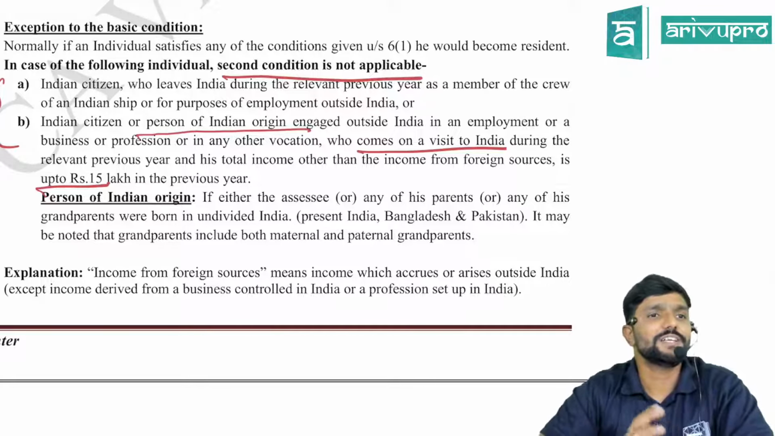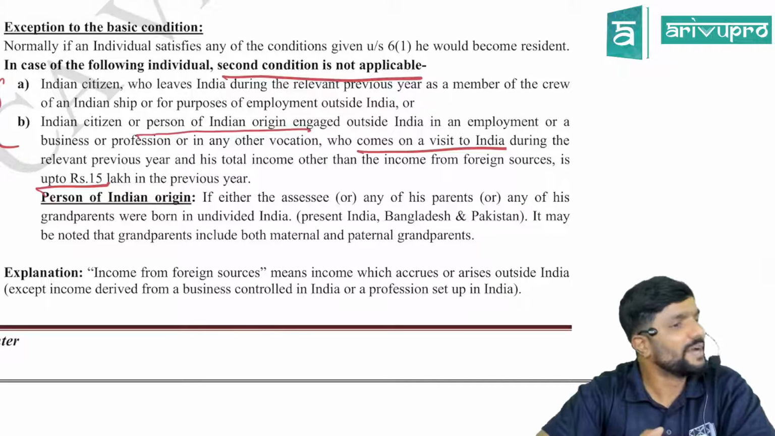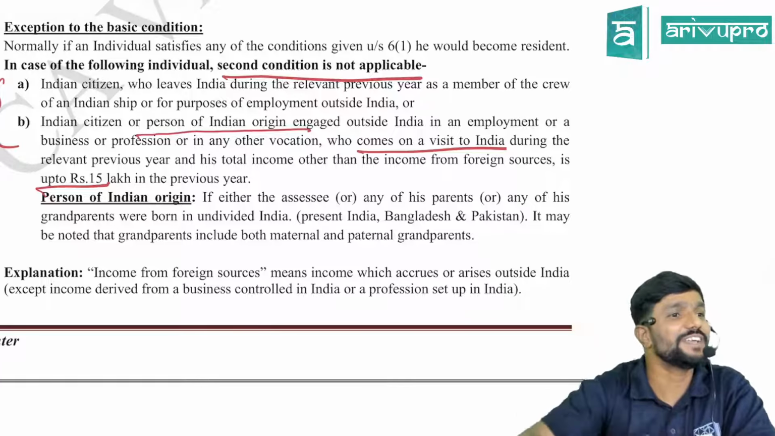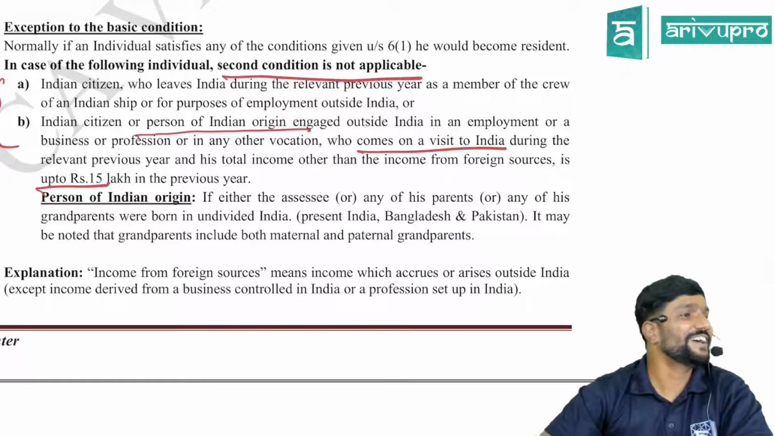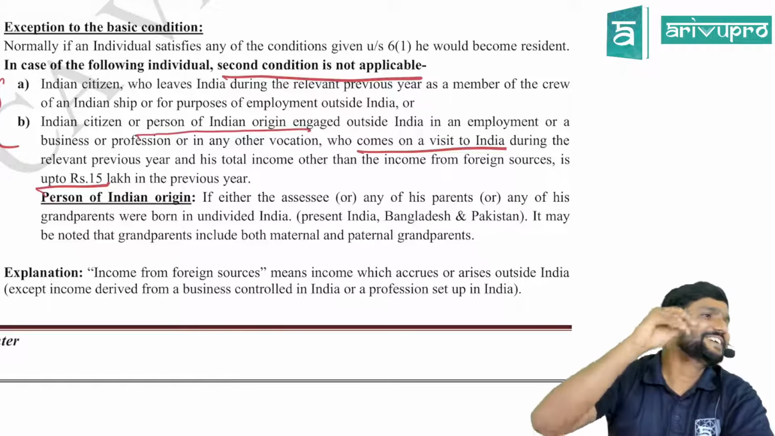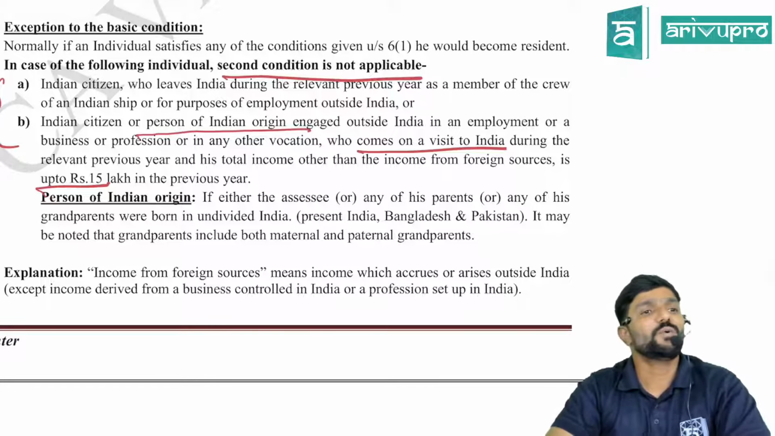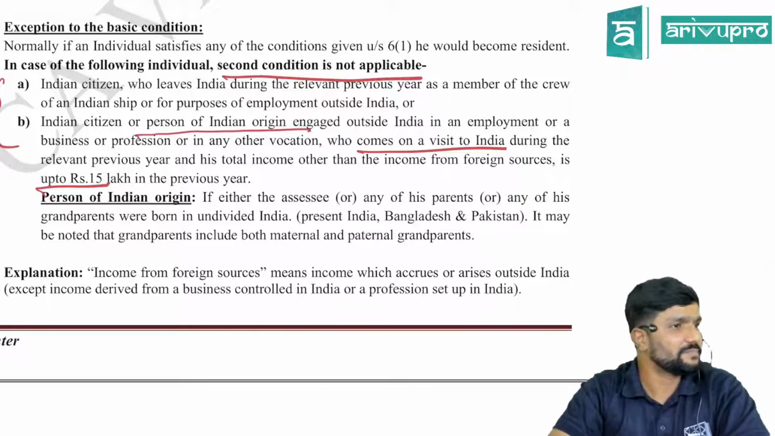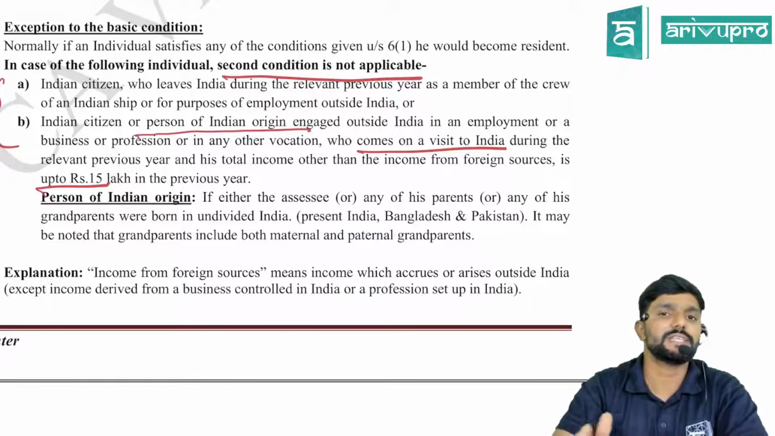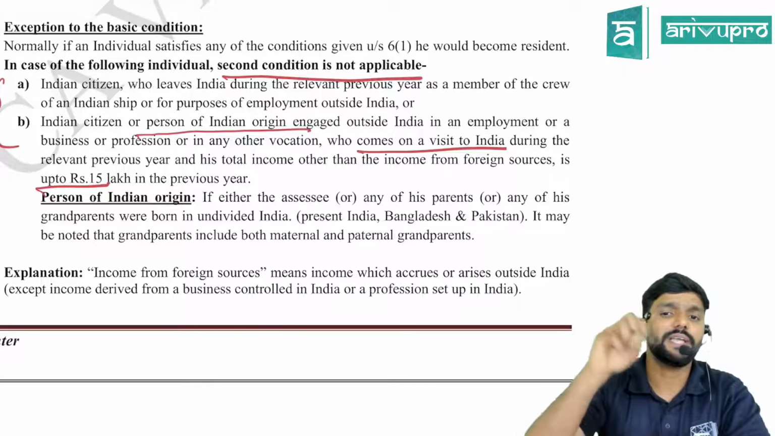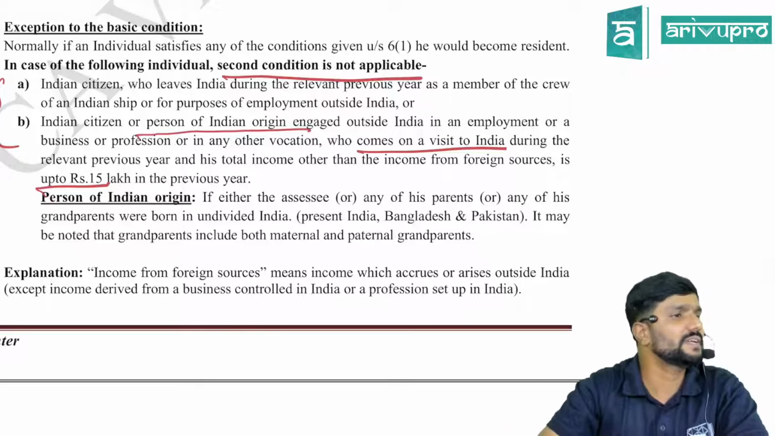Clear? Assume your grandmother was born in Karachi in 1920. So who are you? A person of Indian origin. That means if you or your parents or grandparents were born in undivided India, that is before 1947, in any of these places, that is India, Bangladesh or Pakistan. As of today there are three different countries, but before 1947, it was not.